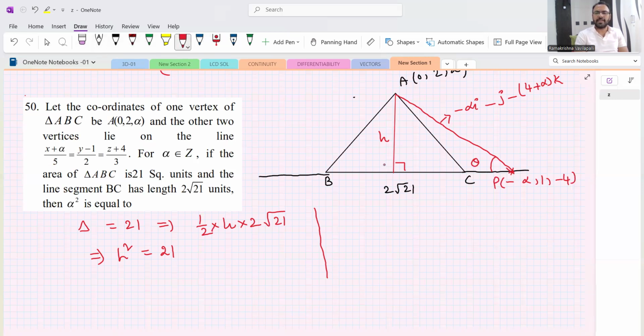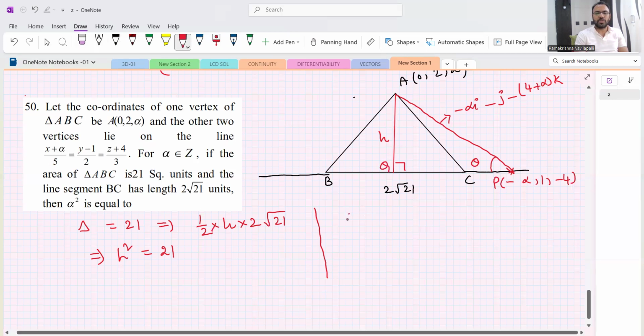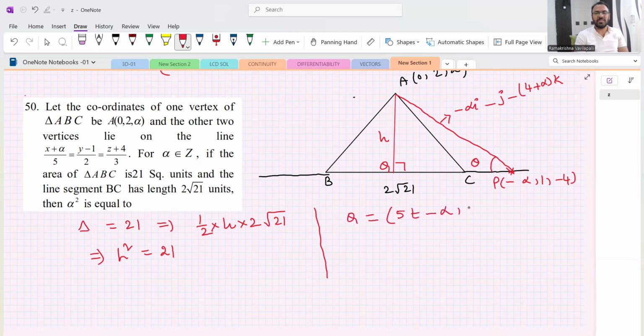Assume this point is Q. Q coordinates, any point on that line, is (5t minus alpha, 2t plus 1, 3t minus 4). So here AQ is perpendicular to the line L.